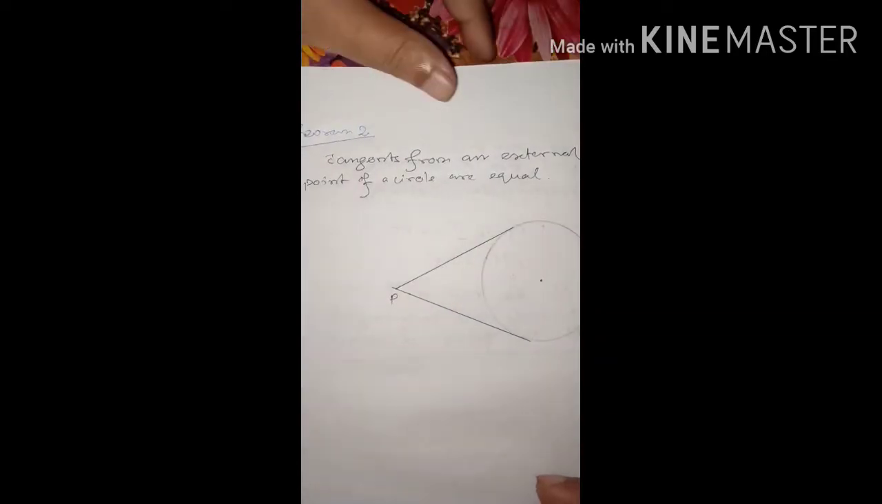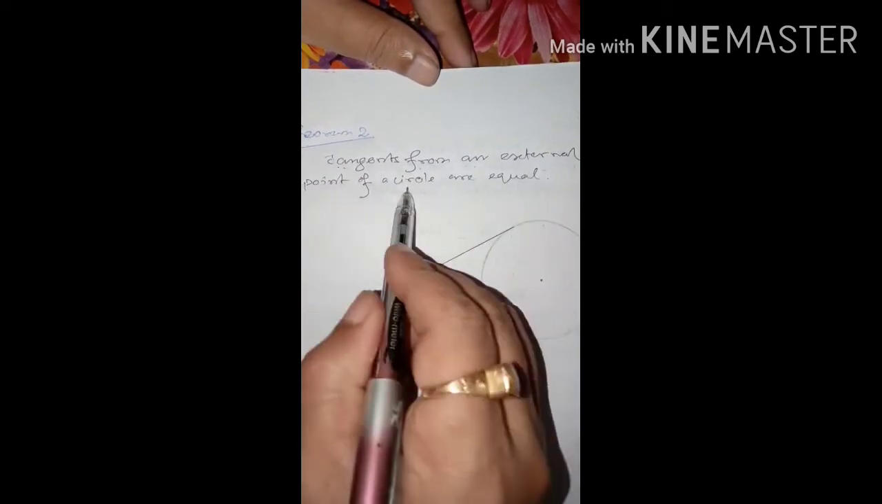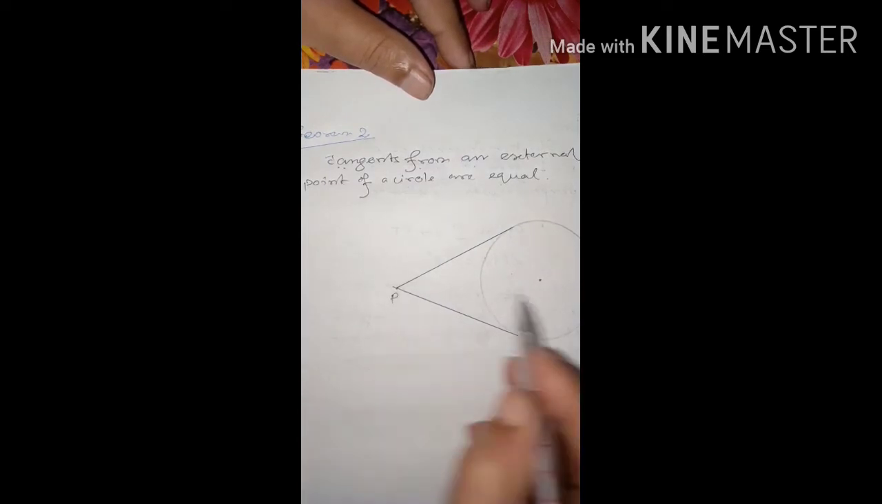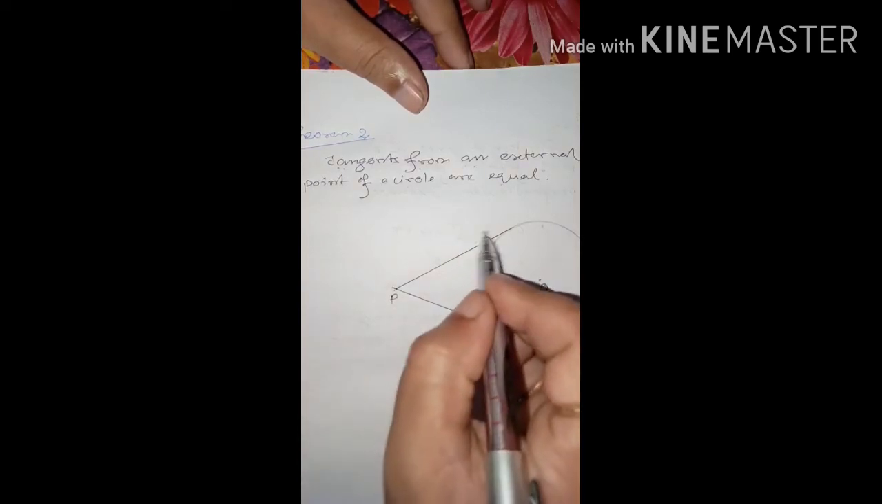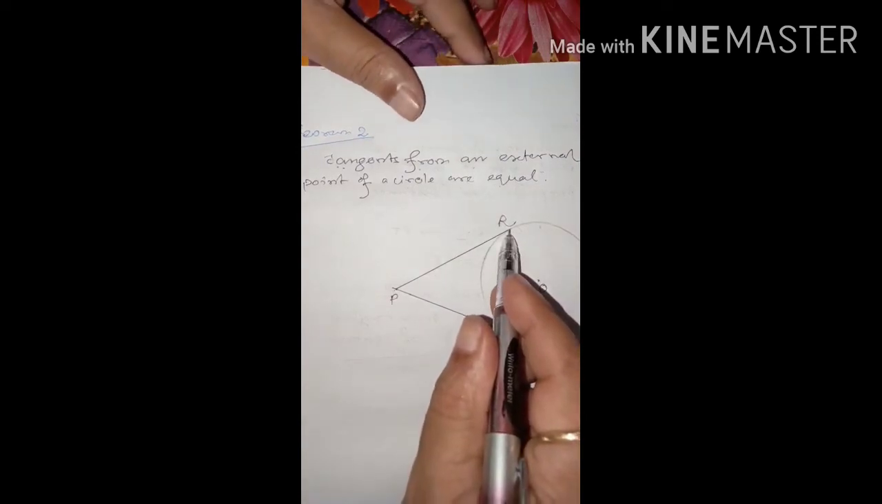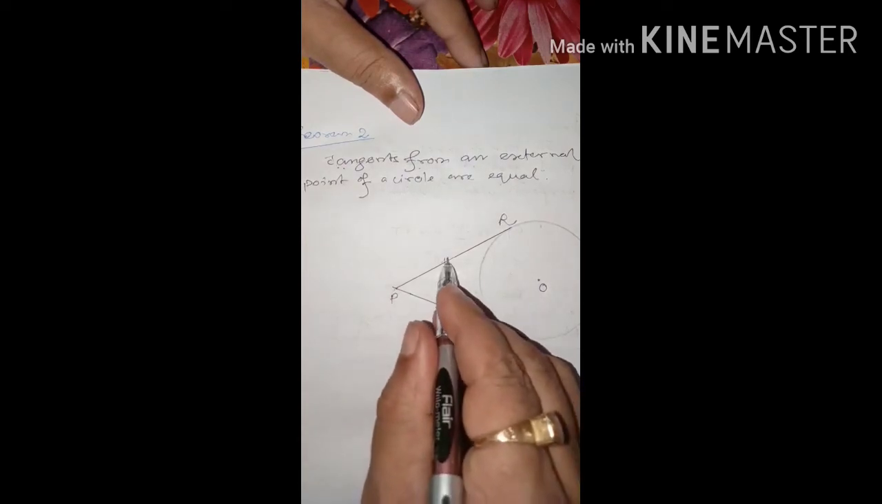Good morning, dear students. So I am back with this theorem now. Tangents from an external point of a circle are equal. So this point P is an external point for this circle whose center is O. From this external point, PQ and PR are two tangents. Here Q is the point of touch and R is another point of touch. So according to this statement, PQ and PR will be equal.